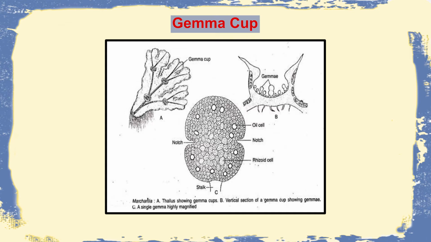Now, when we see the section through the Gemma cup, we can find certain vegetative reproductive bodies known as the gemmae. So, in case of Marchantia, whenever they undergo vegetative reproduction, it is by these biconvex disc-like structures known as the Gemma cup.